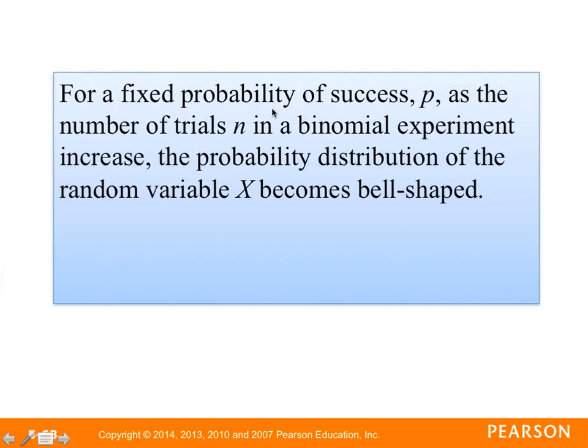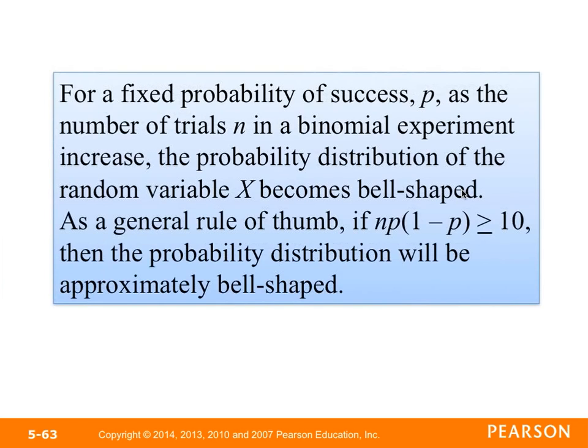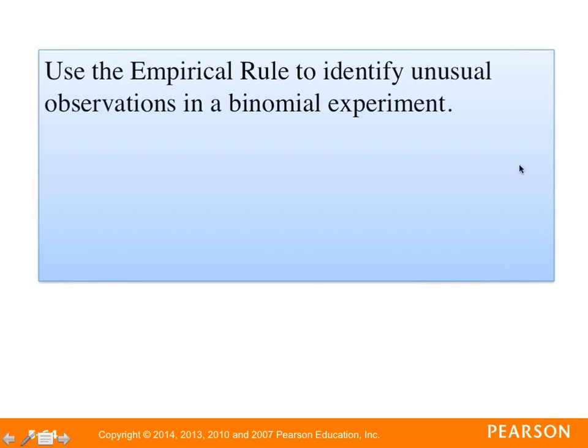So for a fixed probability of success p, as the number of trials n in a binomial experiment increases, the probability distribution of the random variable x becomes bell-shaped. Okay, so you could see that through the demonstration just a second ago. You can see that it does become bell-shaped as we have more and more observations. So as a general rule of thumb, if n times p times 1 minus p is at least 10, then the probability distribution is going to be bell-shaped. So this is a rule that you'll kind of have to verify as you're doing some of your problems.